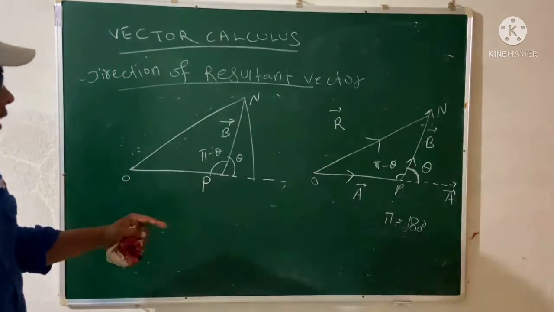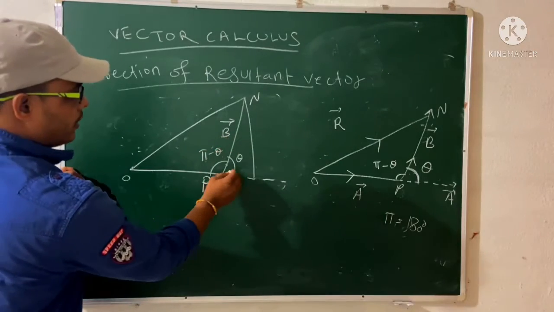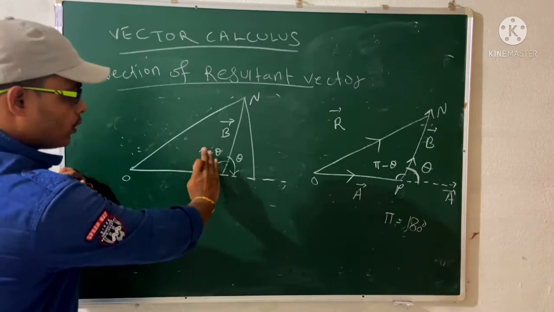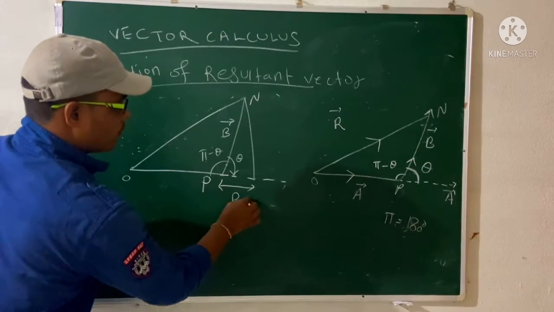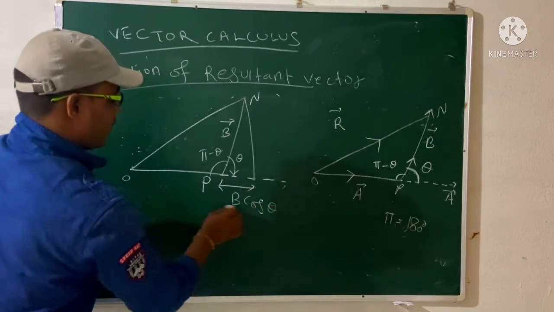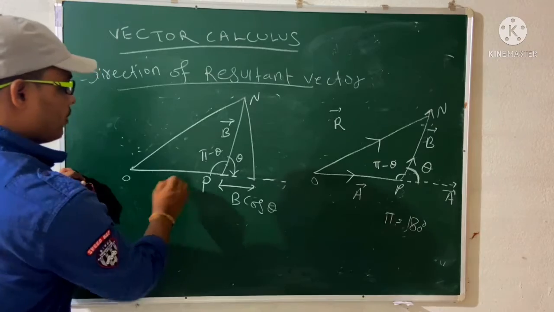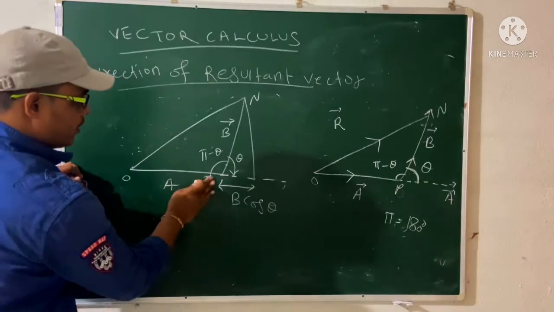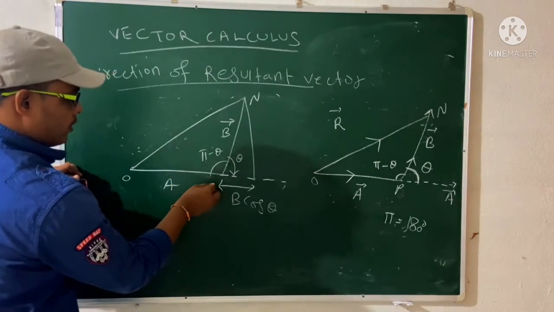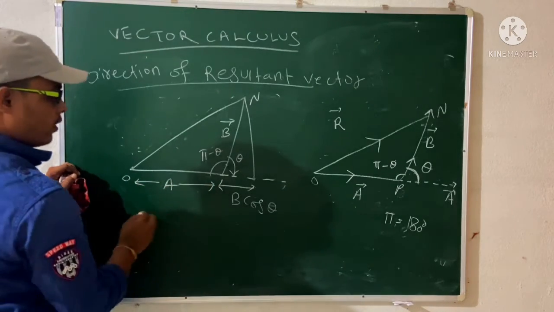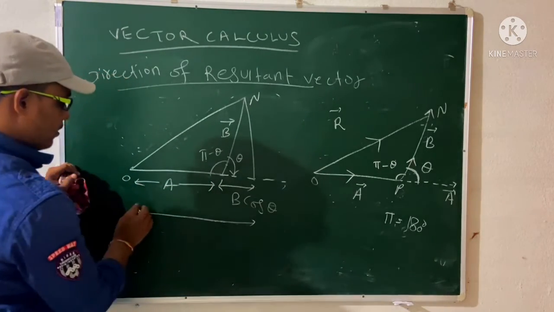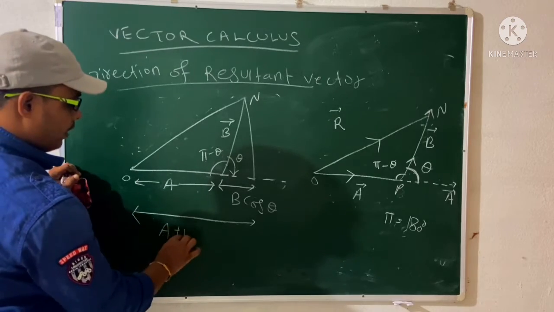So this one is theta. So this is B and this is theta. B is making angle theta with the horizontal. So this one will be what? B cos theta. Right. And this one is your A vector. A is this one, and okay. So remove this point. So this is A, and this is B cos theta. So what will be this one? A plus B cos theta.